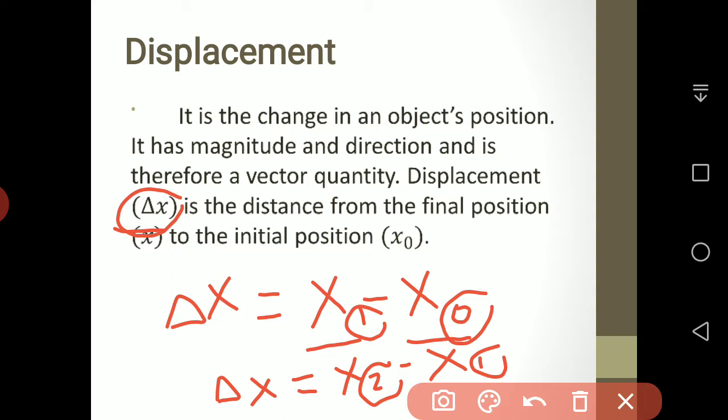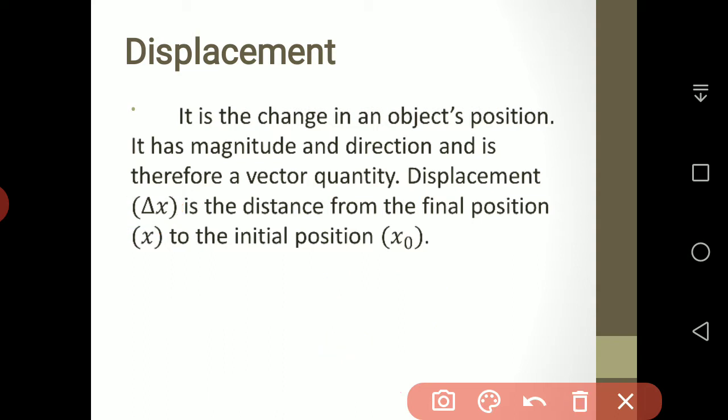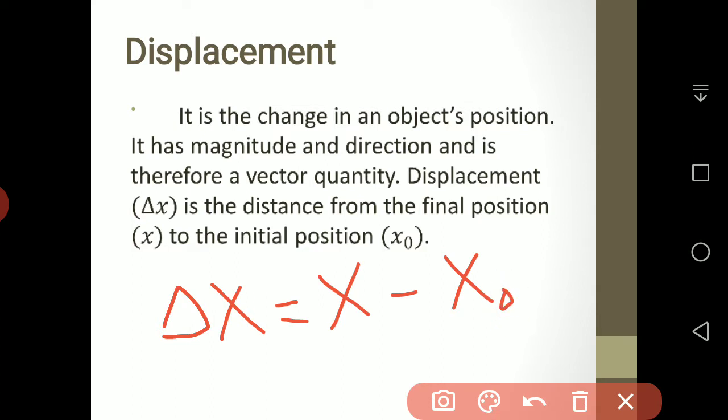In this case, yung nandito sa ating slide, ay final position x lang minus initial position, which is x sub 0. So tandaan natin yung formula na ito, magagamit natin yan palagi.